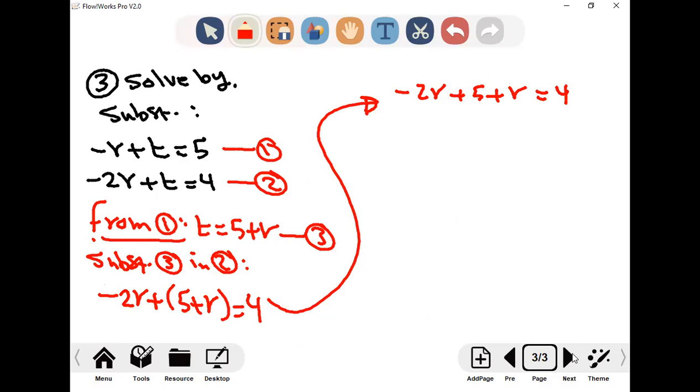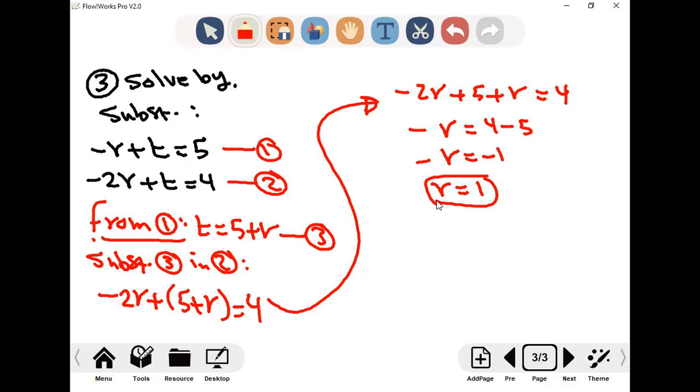How much? Negative 1 R equal 4 minus 5, right? 4 minus 5. So negative 1 R equal negative 1, which means R equal what? 1. Divide by negative 1 both sides. Now I found R, I will find T.